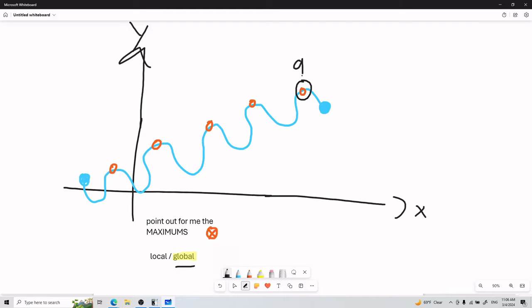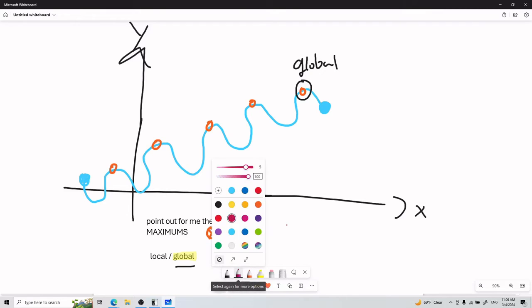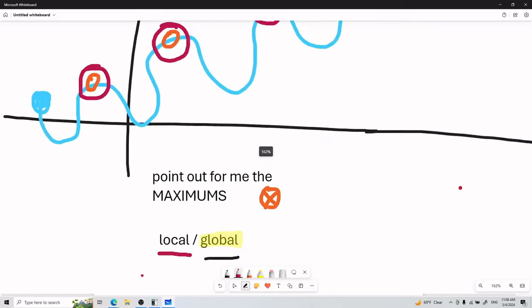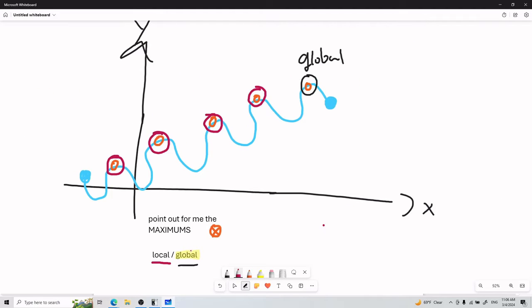And so if this is my global, then which ones are my local? Let's use this color here. So for local, we're going to have that this is local, this is local, this is local, this is local. So basically, all you really need to keep in mind is that the global is going to be the biggest maximum, or if we're talking about minimum, the smallest minimum, okay? And the local is just going to be all the other ones, okay?